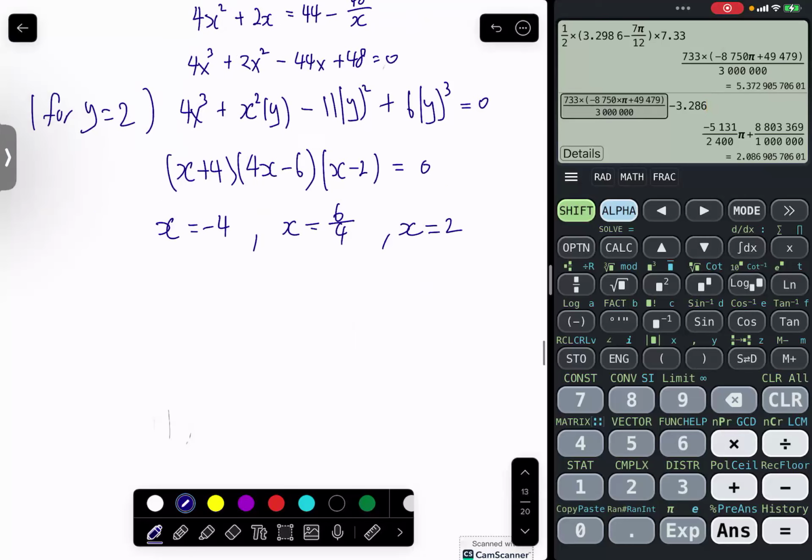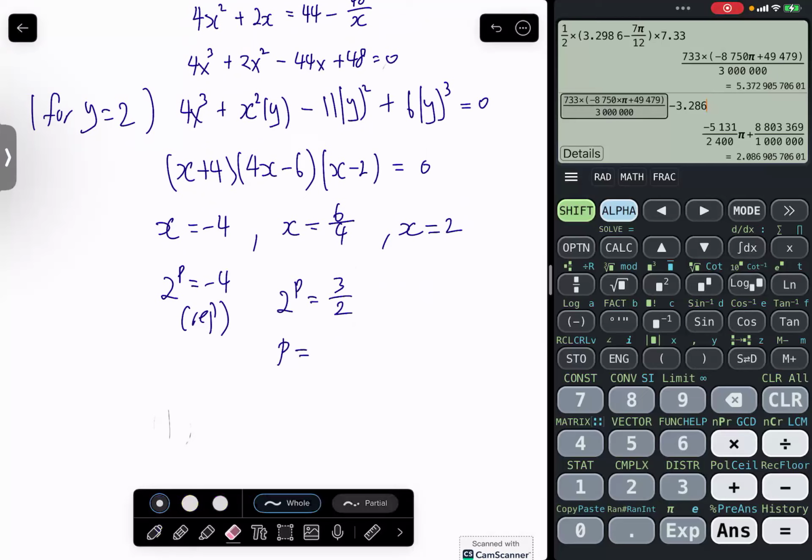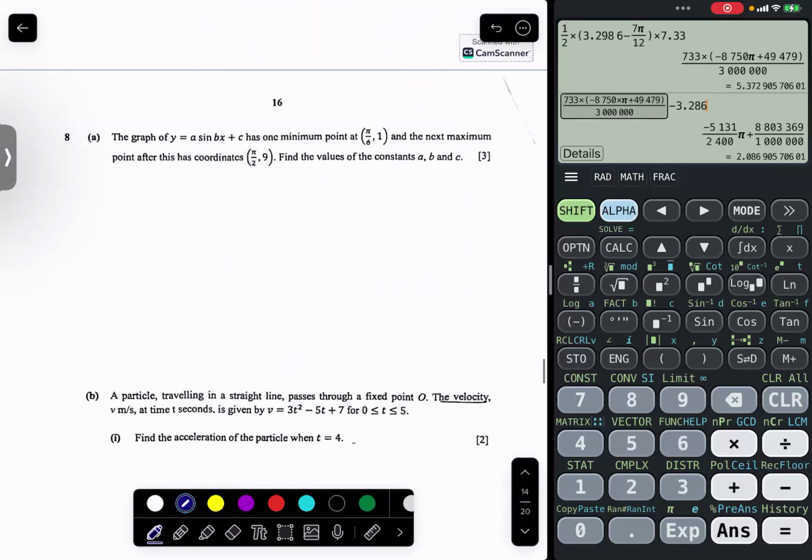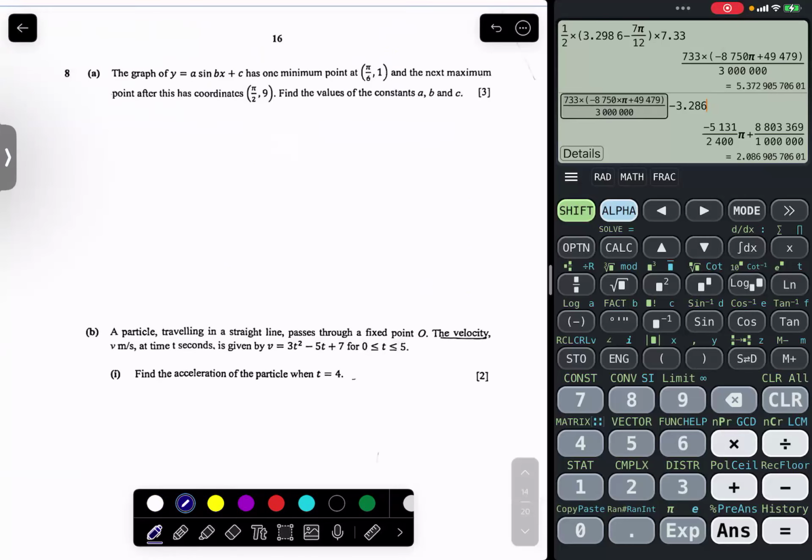But x is actually 2 to the power p. 2 to the power p equals negative 4, no answer. 2 to the power p equals 3 over 2, so p equals ln 3 over 2 divided by ln 2. 2 to the power p equals 2, so p equals 1. Okay, right? I have a feeling, I mean, this paper resembles a lot to the 2023 O level, but they upgraded the difficulty like 2 times.